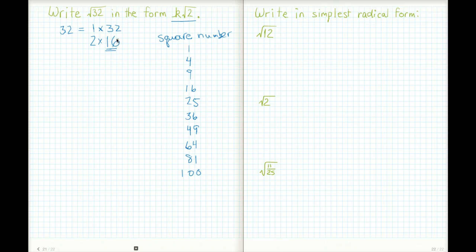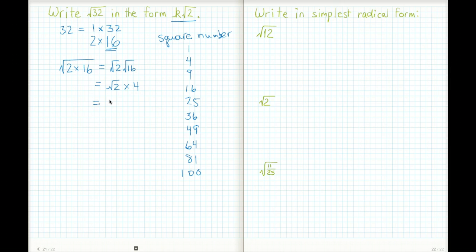So 2 times 16, 16 is a square number. That means if I take the square root of 32, I can split it up into the square root of 2 times the square root of 16, using that property of radicals backwards, that if I have a number, I can split it up into its factors. That can also be written as square root 2 times square root 16, and then I get square root 2 is unchangeable because that's an irrational number, but square root 16 is going to be 4. So I get square root 2 times 4.